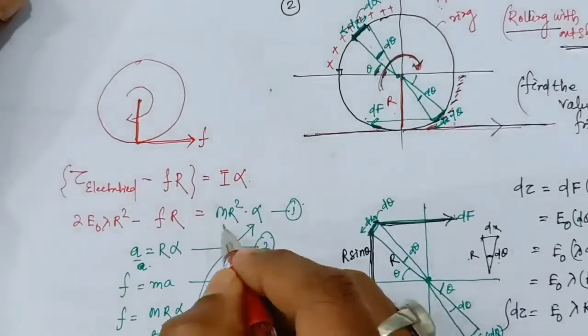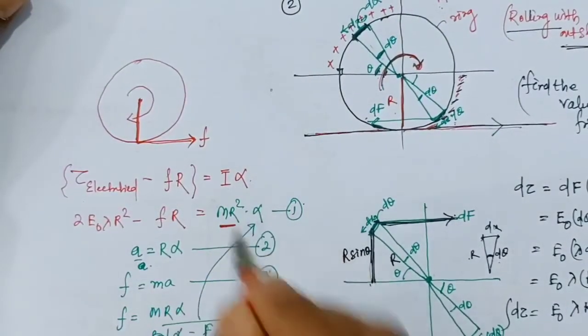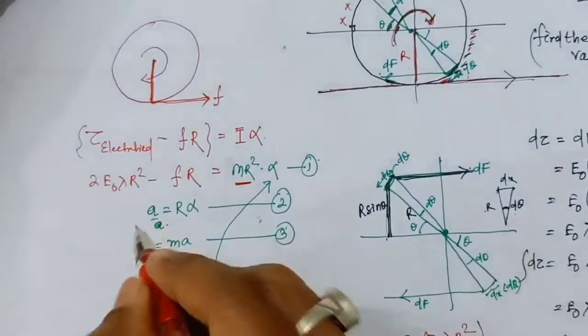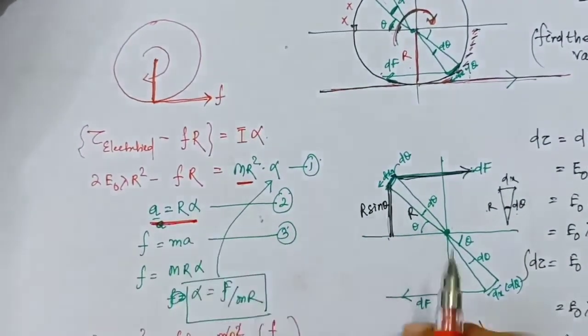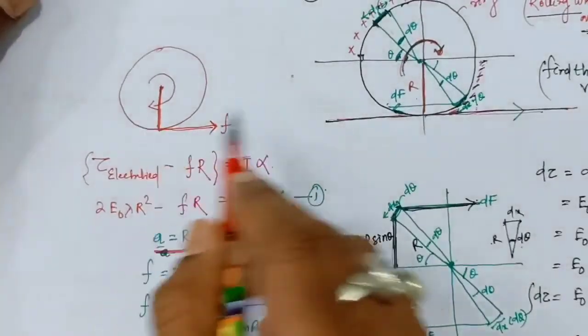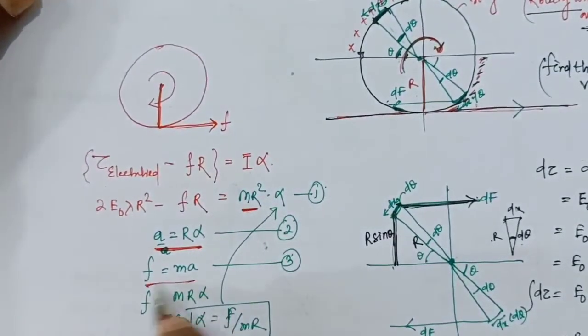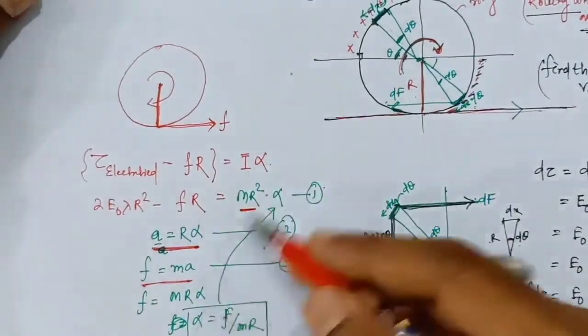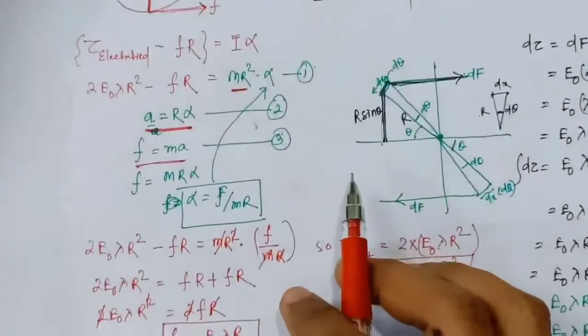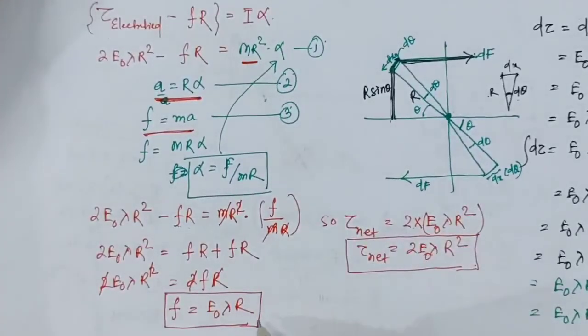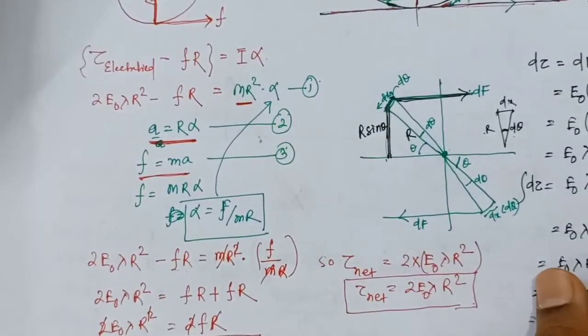This is the ring, so that's why I will introduce the moment of inertia as mR squared. For pure rolling I use the concept a equals R alpha, and there is another translational equation I said for friction, F equals ma. With a little bit of interchanging of all these things, I will get the desired value of the friction, that is F equals to E naught lambda R. I hope this scenario is clear to everyone.